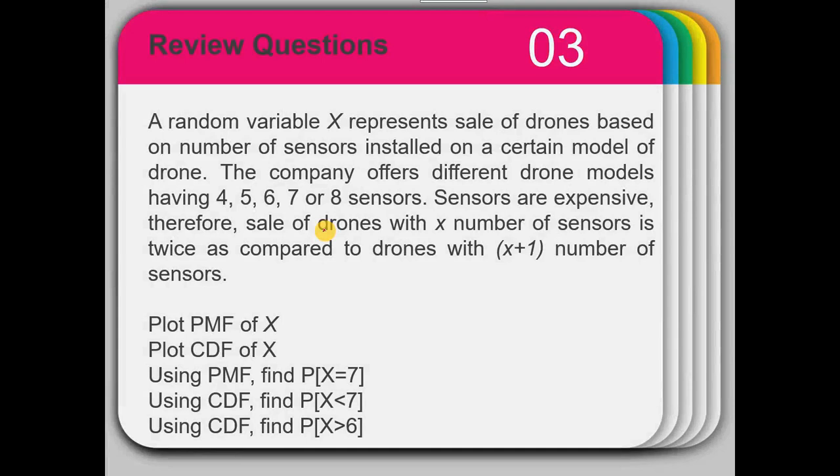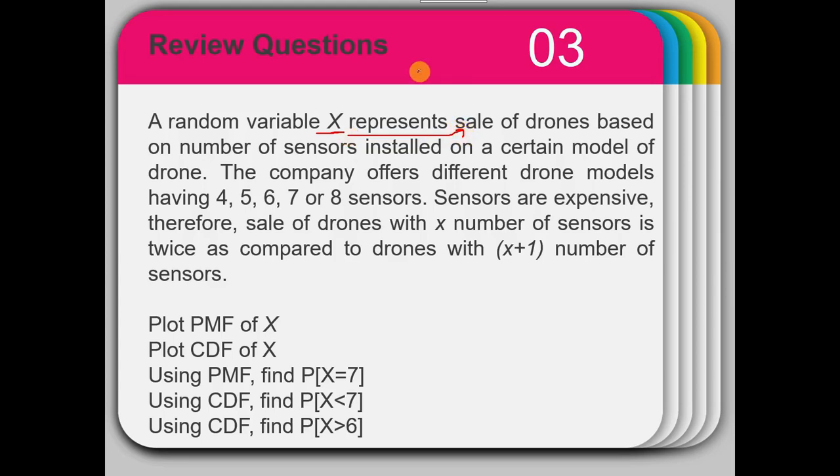But before going ahead, it is important we at least solve one more problem to have a good understanding of PMF and CDF again. So here's a problem for us. It says that a random variable X represents sales of drones based on number of sensors installed on a certain model of drone. Remember that X represents sale of the drones. It does not represent the sensors on the drone, the quality of the drone, or the price of the drone. It only represents the sales of the drone.